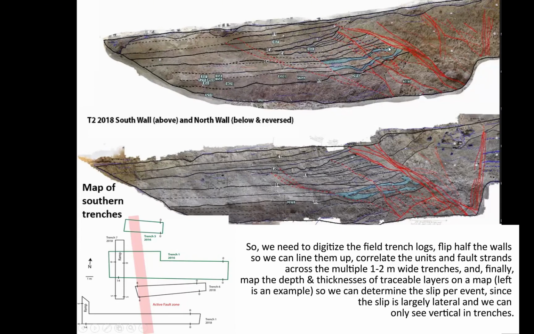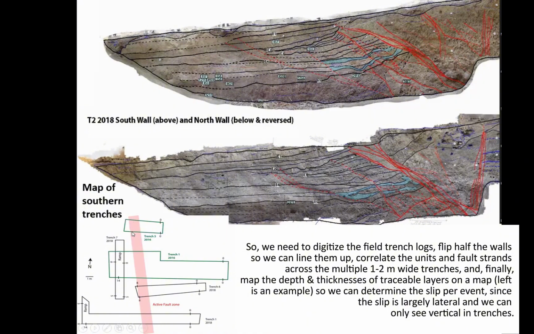In particular here, this blue is a liquefied sand layer that we see here, and we also see here. Again, we see these distinctive features. If you look at E2, you can see how it cuts up here and then is faulted. And we need to match all these units in all of our walls.